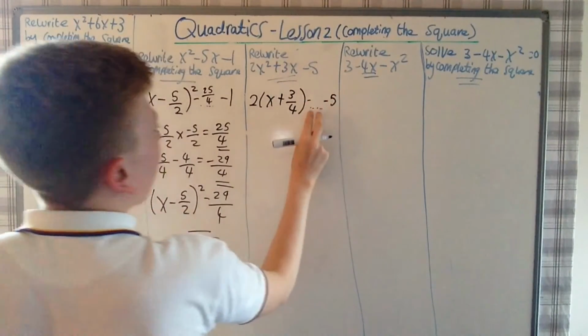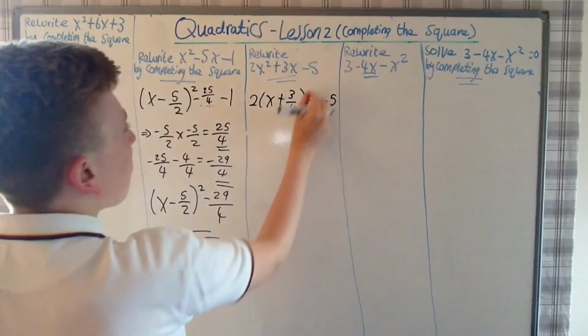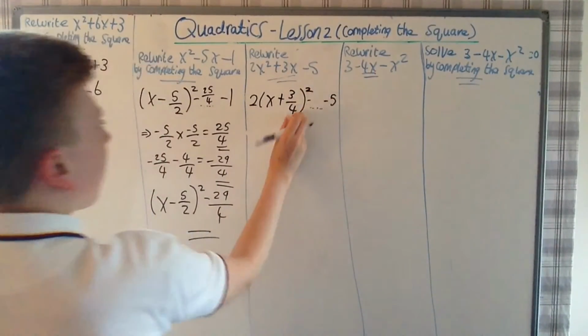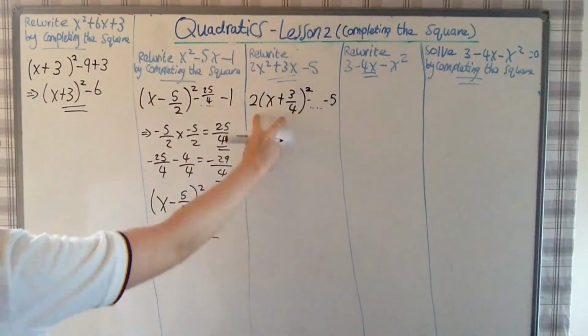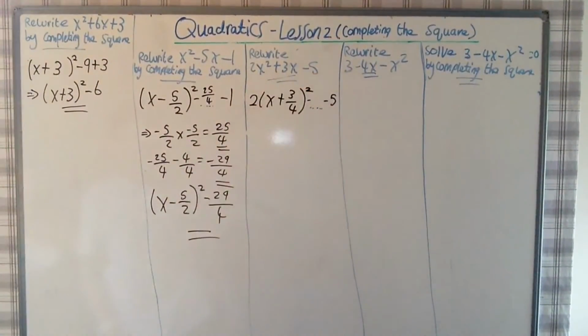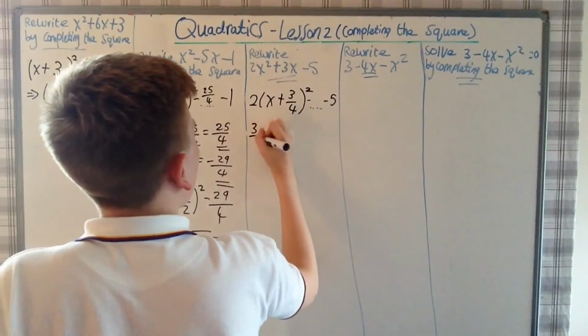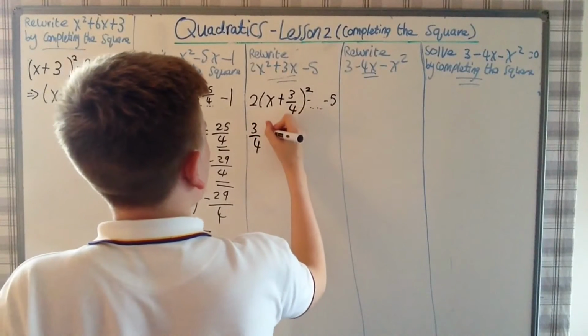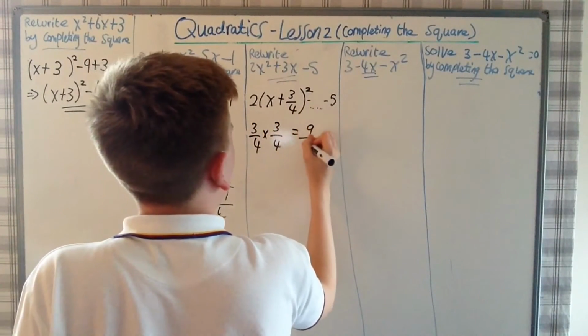Once again, we're going to have to work out this value here. So what we do is we expand this. So we know we're going to get 2x squared and we know we're going to get 3x now, but we need to see what we get here. Well, 3 over 4 squared, first of all, will give us 9 over 16.